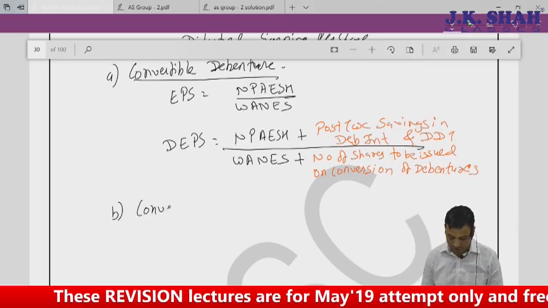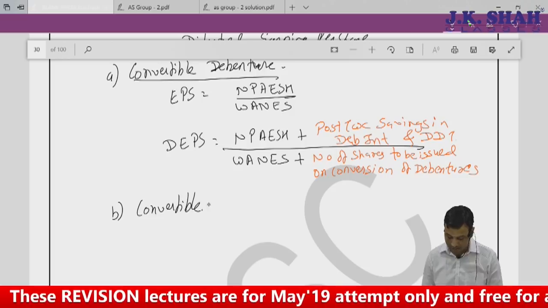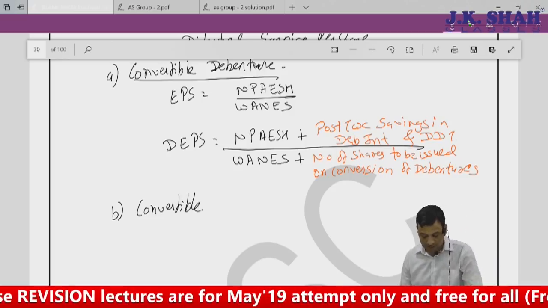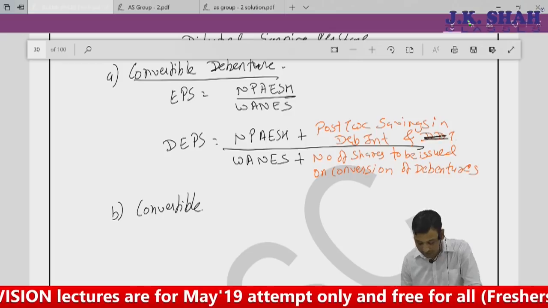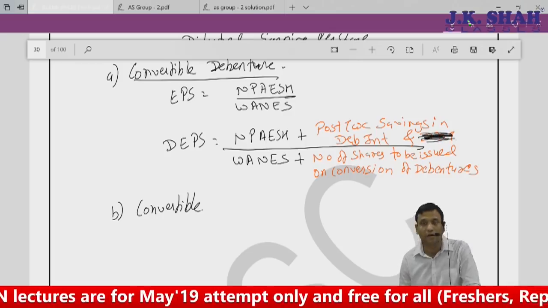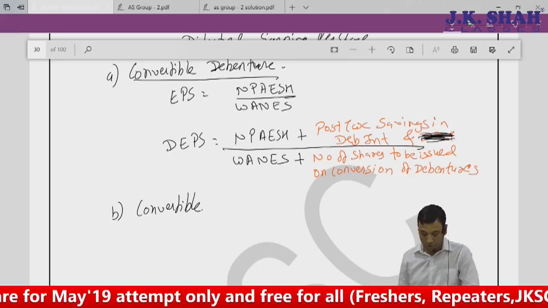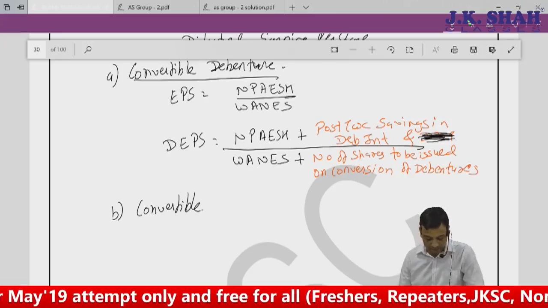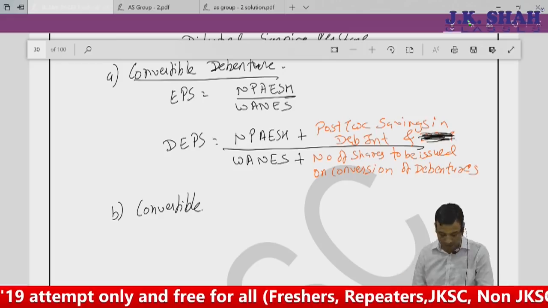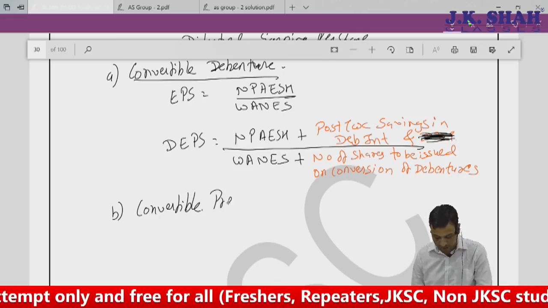If you have a convertible, I'm sorry, as far as convertible debenture is concerned, this DDT will not be there. Extremely sorry. Just remove that DDT. Convertible debenture, no concept of DDT. It is for preference shares only. So I wanted to make a single formula, but I'll go for different formulas.